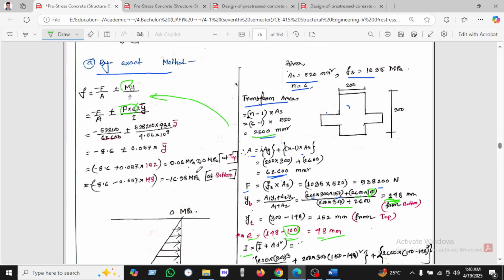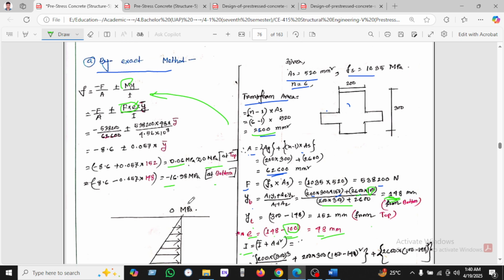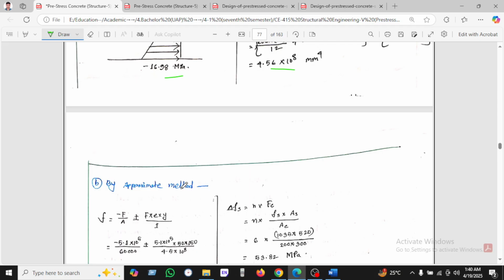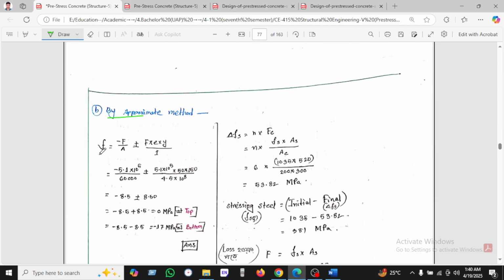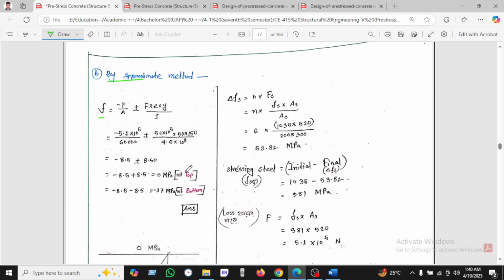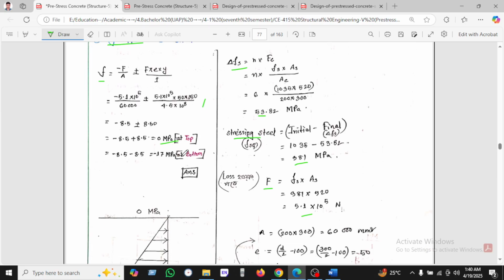Putting in all these values, we found the top stress is 0.6, which is close to 0, and at the bottom we found 16. All the values are minus. And now we're solving the approximate method, using this value. As we know the losses are n into fc, we found this value, and the stress in steel, initial minus final, found 981. After the loss we found F equals this value, and now putting in this value we found at the top it is 0, and at the bottom it is 17.